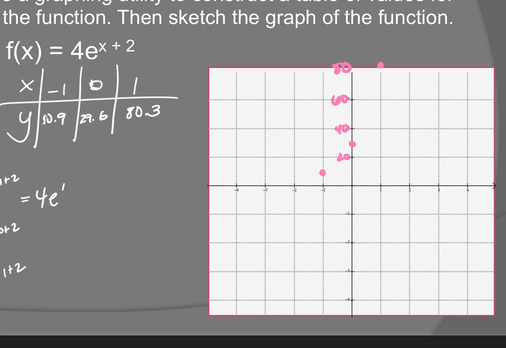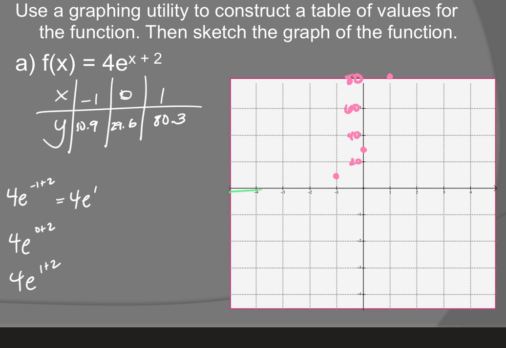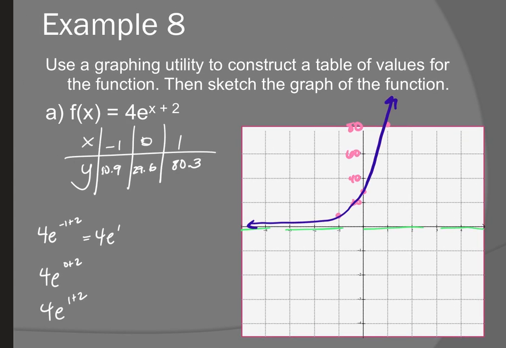Now, where's my horizontal asymptote? 0. There's no vertical shift, right? So my horizontal asymptote is still at 0. Questions? And if you look at the graph on your graphing utility, it reflects what we just did.